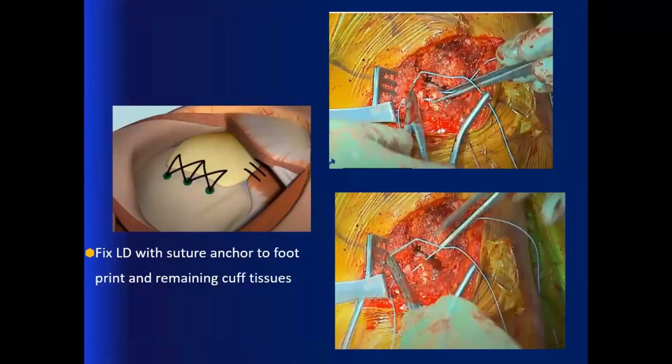And after bringing the tendon up to the footprint, we can fix the latissimus dorsi with either double row or single row technique. And along with that, we have to suture the tendon with the remaining cuff tissues, which add on to the effect.